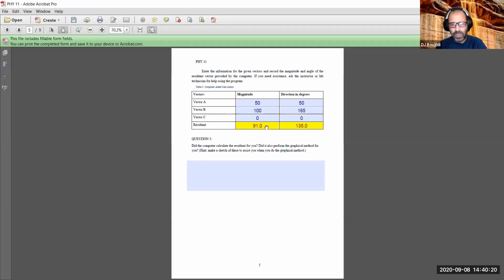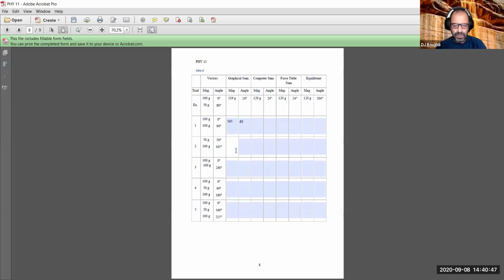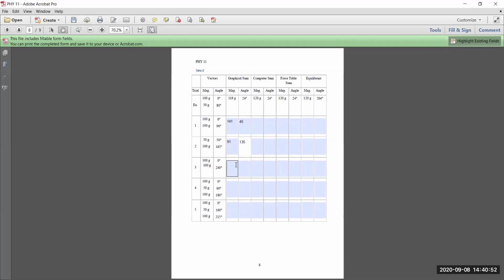So the sum is 91 grams. That's the vector sum. So 50 plus 100, somebody might be tempted to say 150. That is not 150 because direction matters. It's 91 actually, less than the biggest one, because they are in nearly opposite directions. 165 is more than 90 degrees, and the angle is 135 degrees between them. So let's go back in here and put 91 and 135, correct? Yes. So we're done with this part.